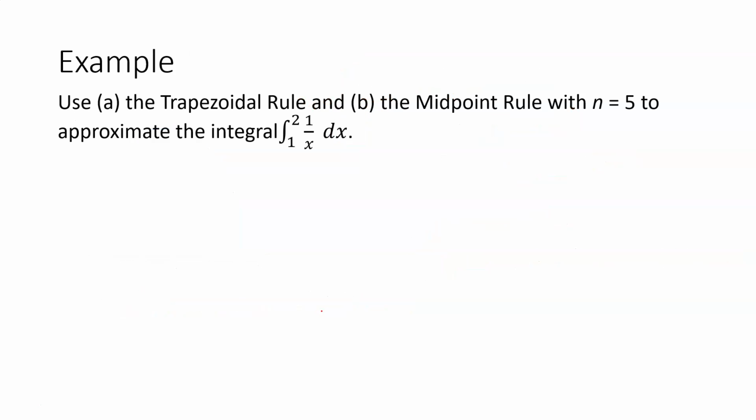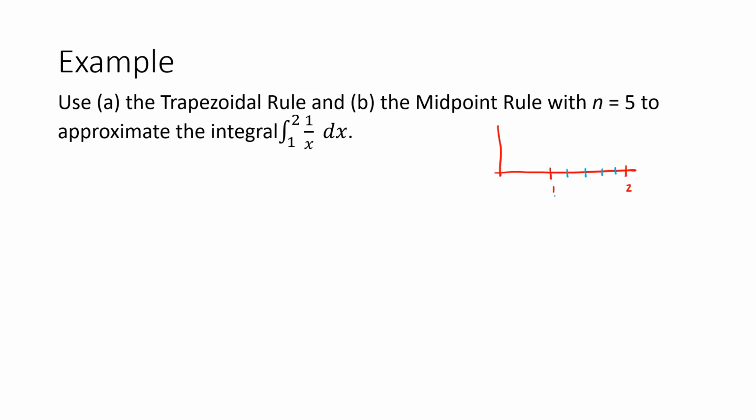Okay, so let's try an example here. Suppose I want to use the trapezoidal rule and the midpoint rule with n equals 5 subintervals to approximate the integral from 1 to 2 of 1 over x. Okay, so let's start by picturing here the interval. So we're going from 1 to 2, and we're using n equals 5 subintervals. So we imagine here we're going to break it into 5 subintervals.